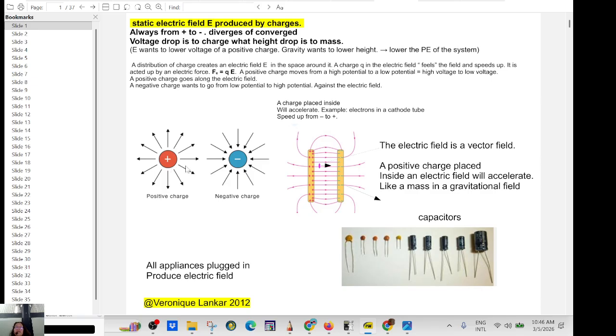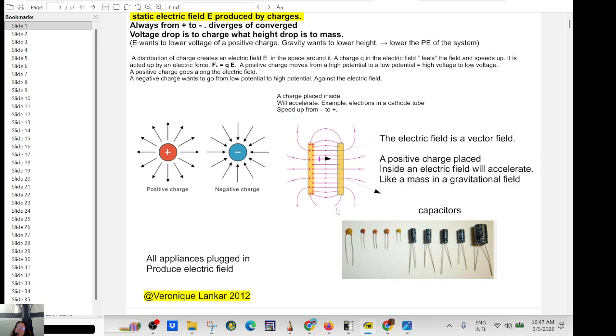Out. Negative charge is going to be in. This is a parallel plate capacitor. The electric field is uniform. The positive charge goes with the line. Between here, you have a voltage drop, which equals the electric field times the distance.